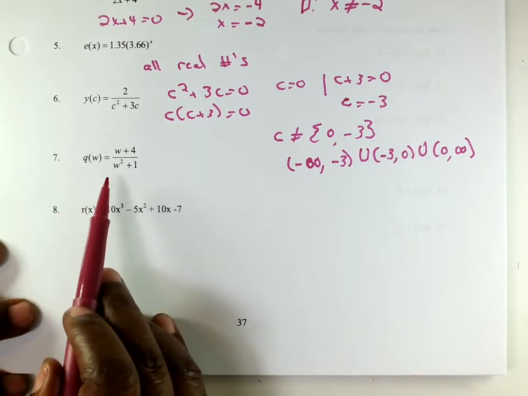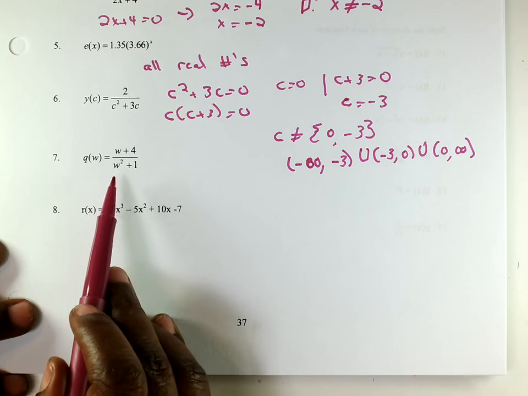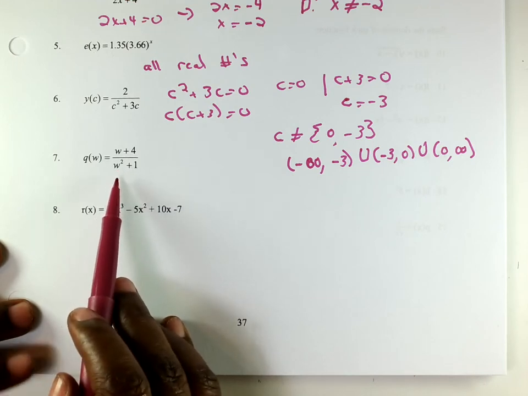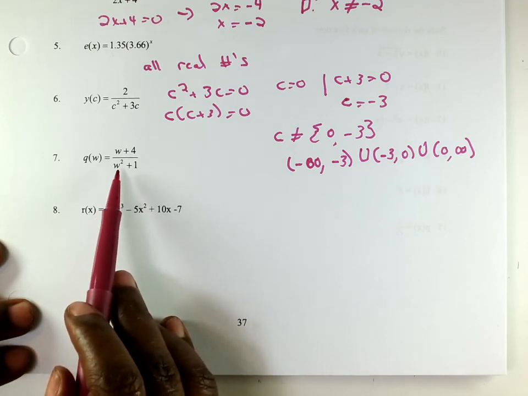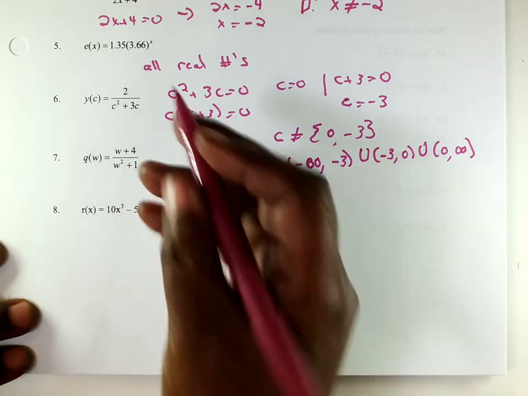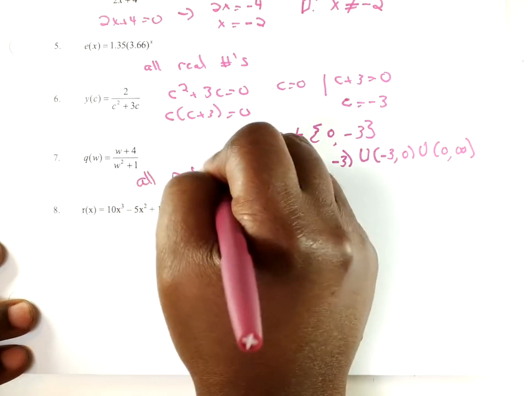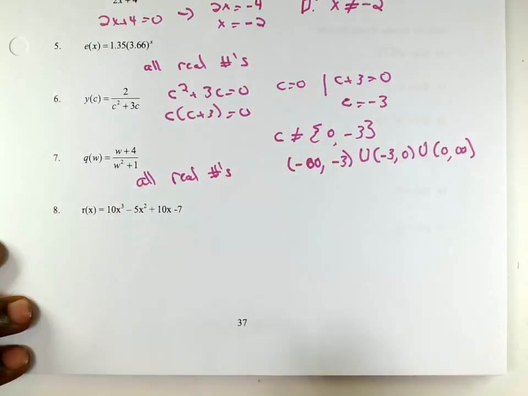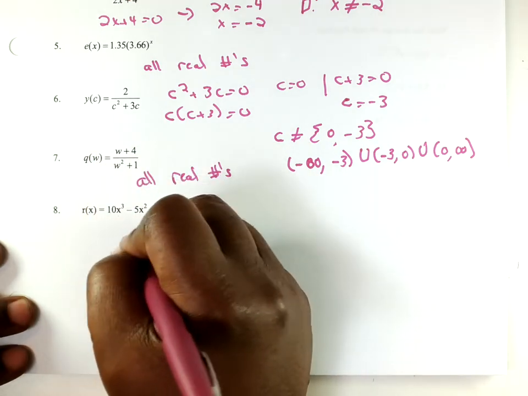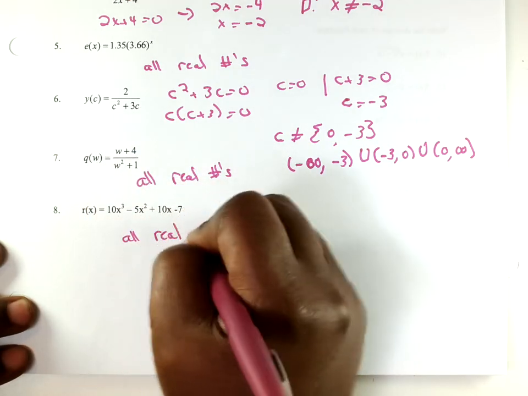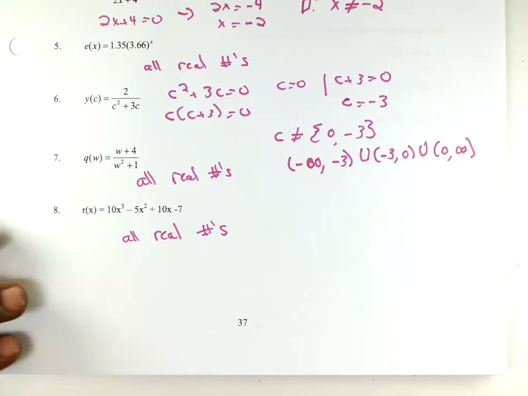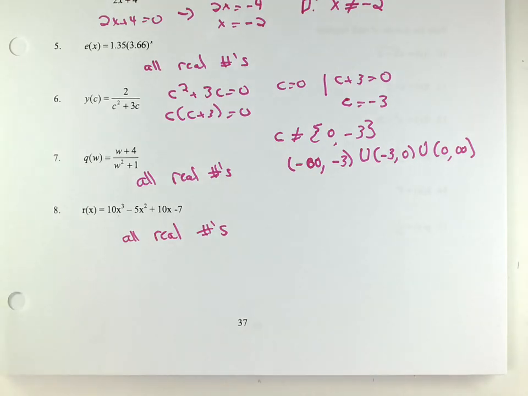Number 7, the denominator is w squared plus 1. So this one is all real numbers. No matter what number you plug in here, you're squaring it, so it's going to become positive, and then you're adding 1 to it. So your domain is all real numbers. And then number 8, again, I have another polynomial. No division by 0, no radicals. So it's again all real numbers.